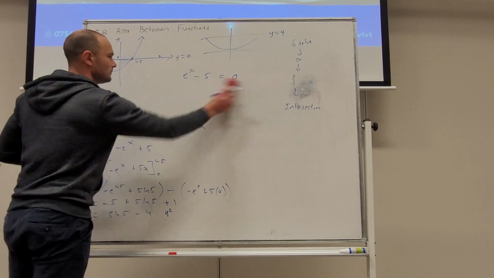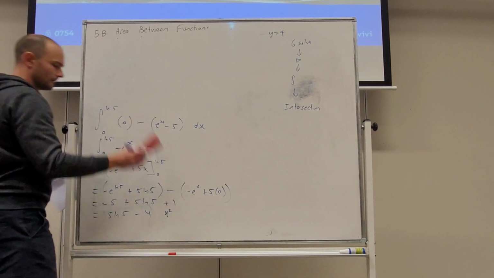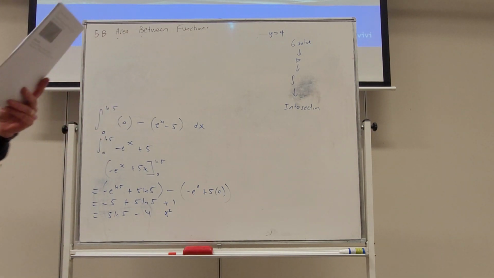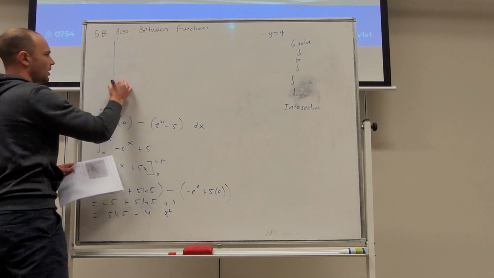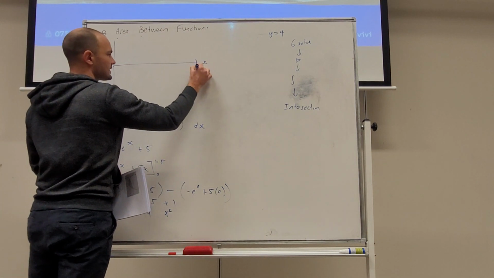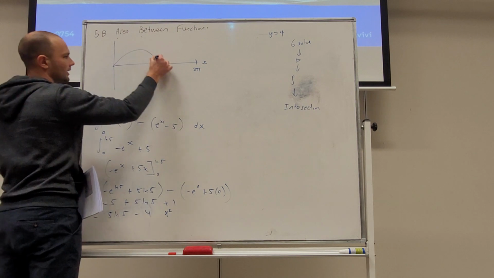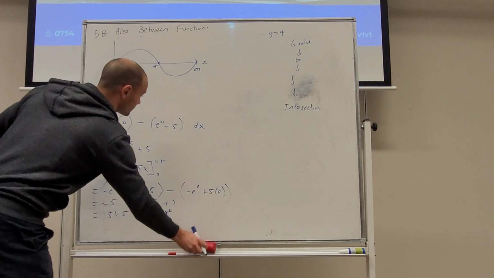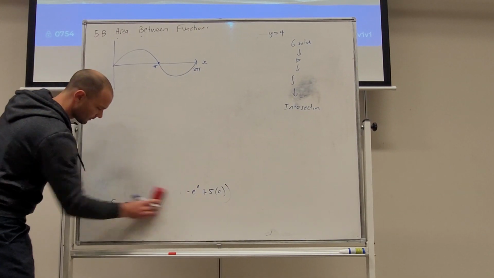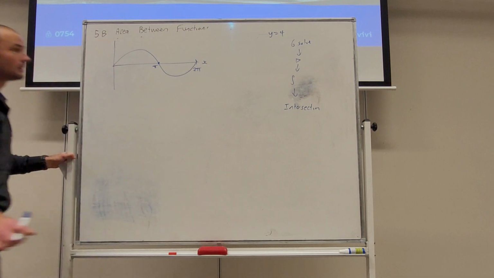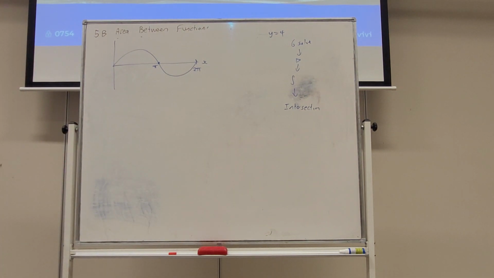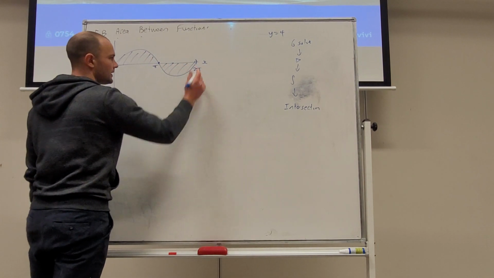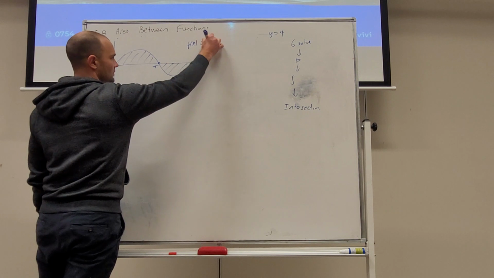So, next one then, we have: find the area enclosed by the x-axis and the function sine x over the interval 0 to 2 pi. If we sketch sine x, this is what it looks like. So we want to find the area of this plus the area of this. The function is sine x.